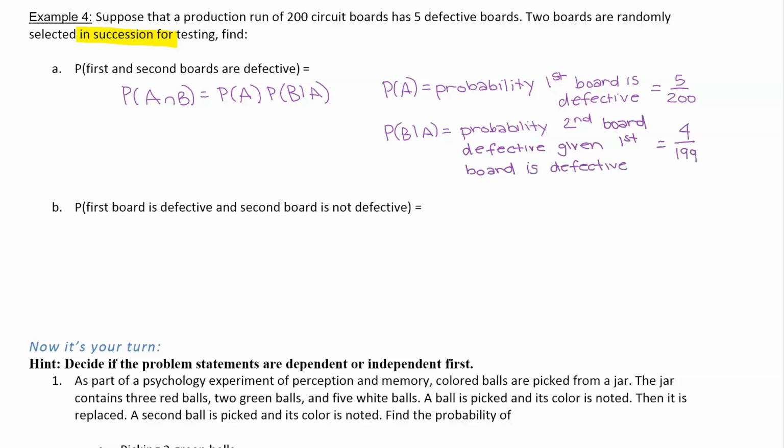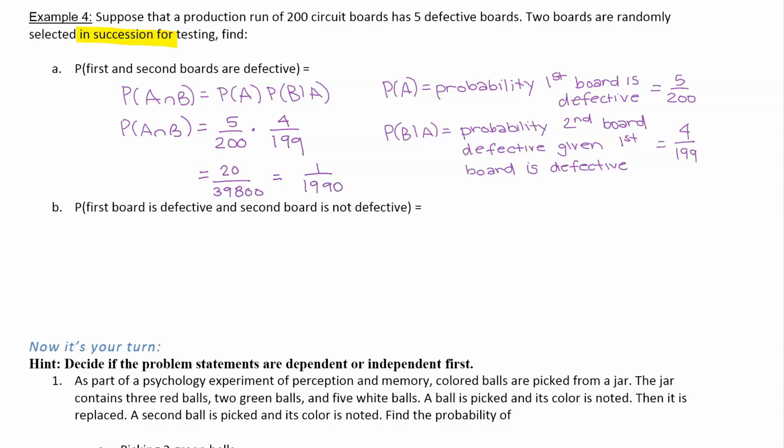So now we can find the probability of A and B. We will just multiply our 2 values together. So the probability of A is 5 over 200 times the probability of B given A, which is 4 over 199. And the answer is 20 over 39,800. And if you want to simplify that, it will be 1 over 1,990. You can also write this as a decimal if you would like.